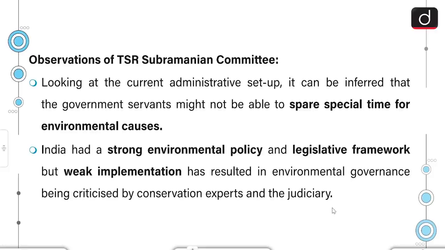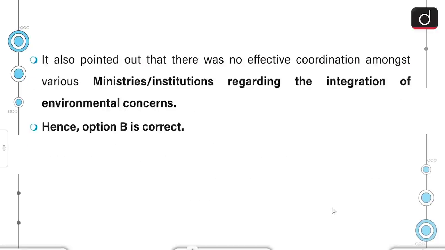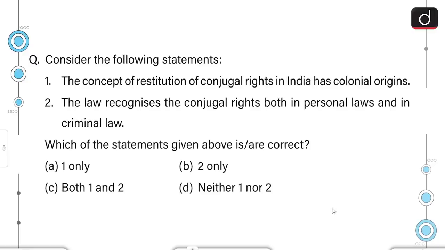India had a strong environment policy and legislative framework, but weak implementation. Because of this, environmental governance has been criticized by conservation experts and the judiciary. It is also pointed out that there was no effective coordination among various ministries and institutions regarding the integration of environmental concerns. Moving on. Consider the following statements.